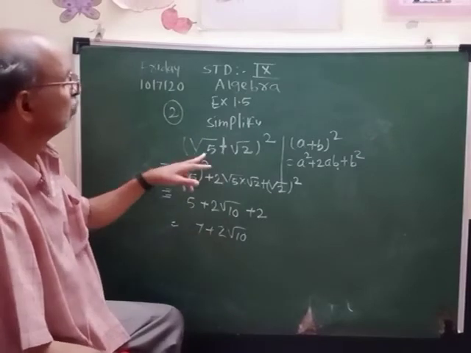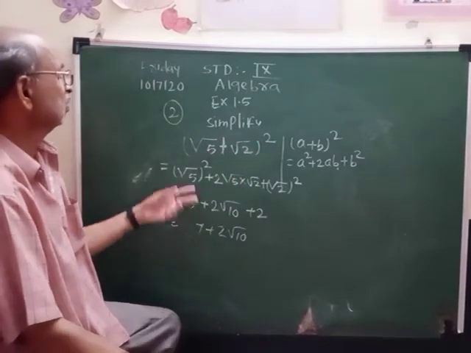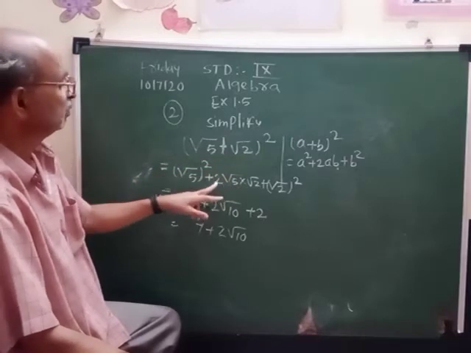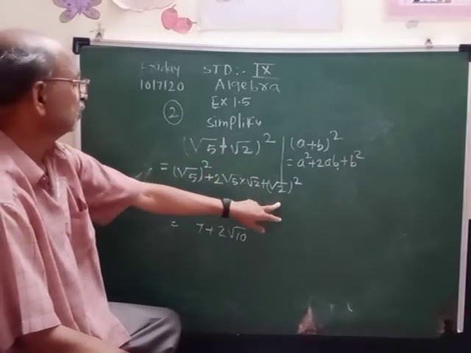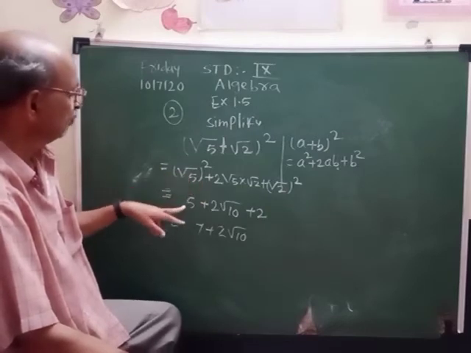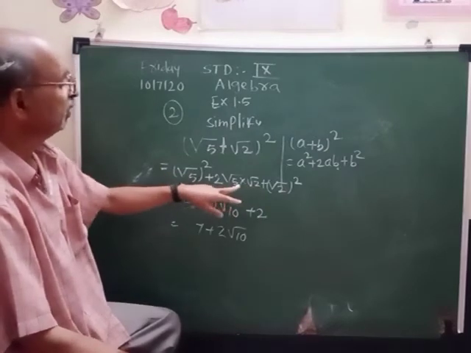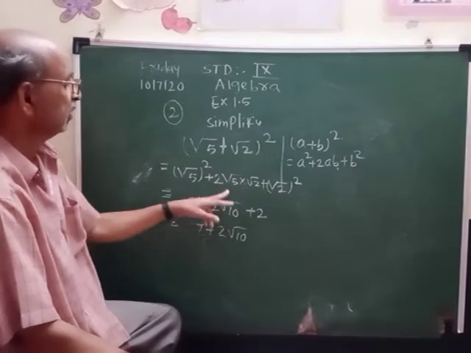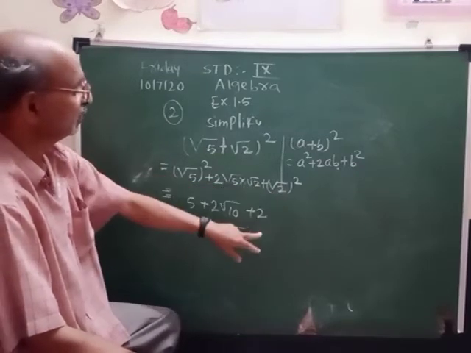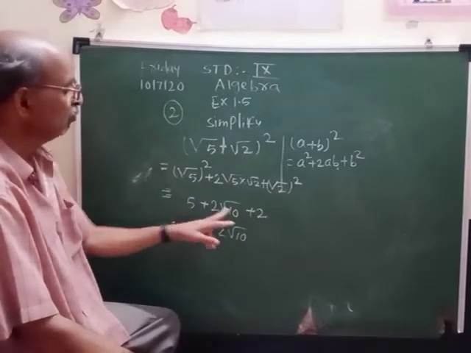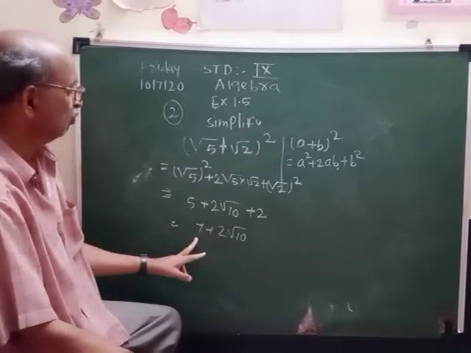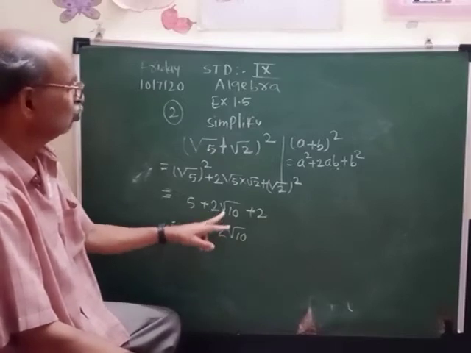7 plus 2 root 10 is the answer of this expansion. Square of the first term, multiplication of both the terms, double of that, plus square of the last term. When we square a root number, the answer is the same number, 5. Here both are irrational numbers, so 5 into 2, that is root 10 outside, 2. The square of the root term is the same number, 2. 5 and 2 are rational numbers, so they can be added: 5 plus 2, 7 plus 2 root 10.